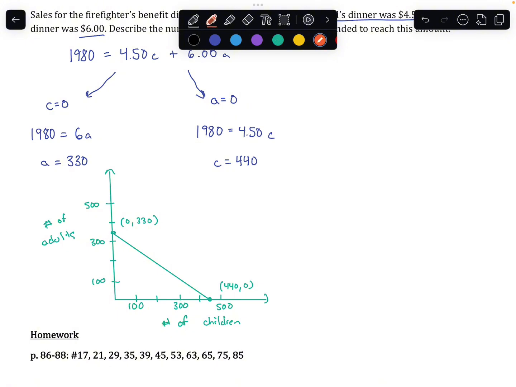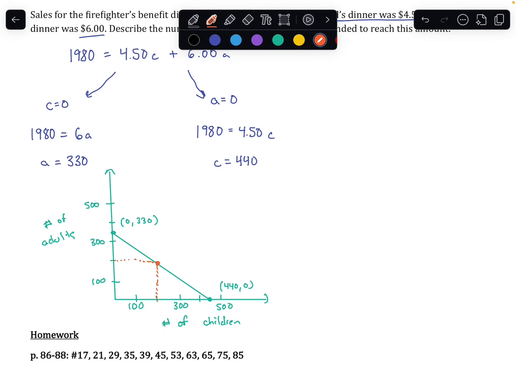Now we have to figure out a possibility. So I see 200. There's going to be an intersection. So what's this going to be? That graph's not perfect, so it might not get exactly there, but should be around 200. So let's figure that out.